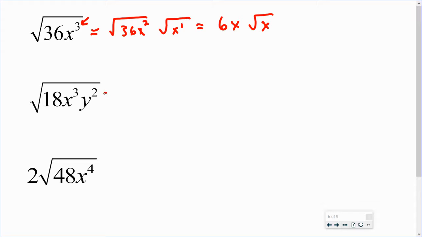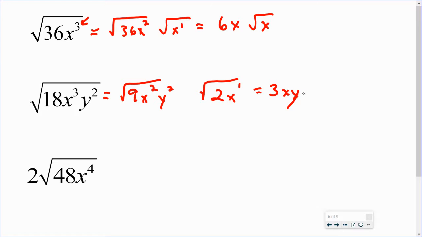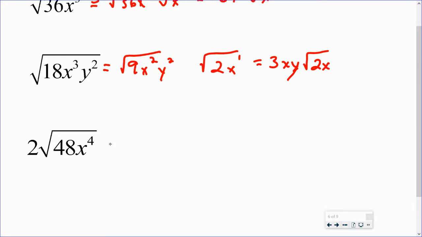All right, 18. Well, that's 9 times 2. X to the third. Let's take out x squared, and let's leave an x to the first there. Y to the second, that's even. Let's take that out, and I don't have to do anything there. So now, the square root of 9 is 3. Square root of x squared is x. Square root of y squared is y. And then the square root of 2x. This 2 out front just comes along for the ride. It's 2 times whatever I get.